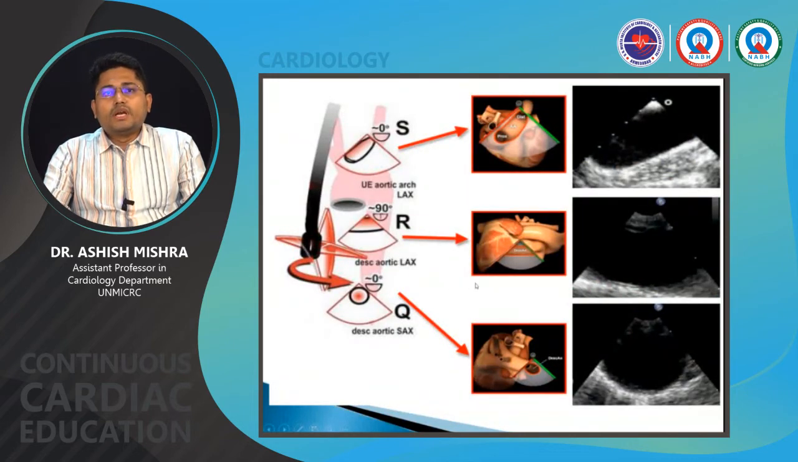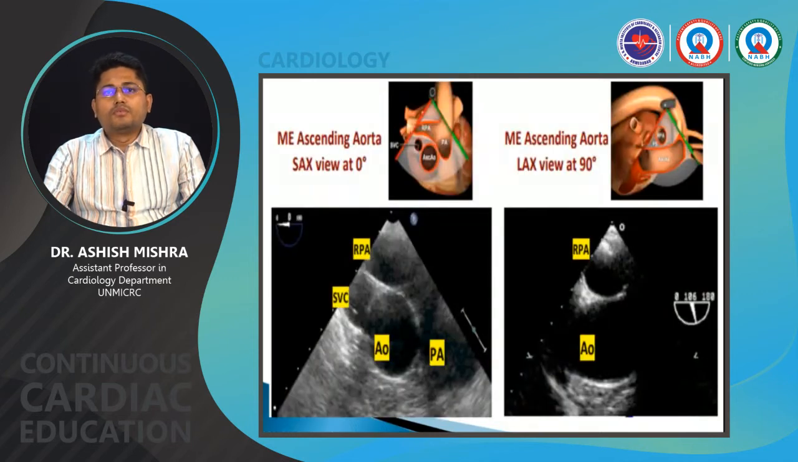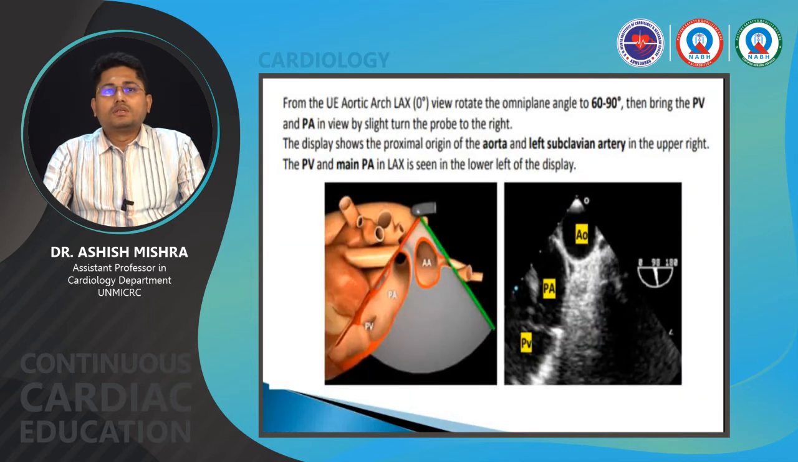So these are some of the dedicated views for the descending aorta. We can see the longitudinal profile of the descending aorta and also the short axis of the descending aorta. These are some of the views for the ascending aorta which we have already discussed. The aortic arch screening is also important. This is important when we come across acute aortic pathology, particularly type A aortic dissection.